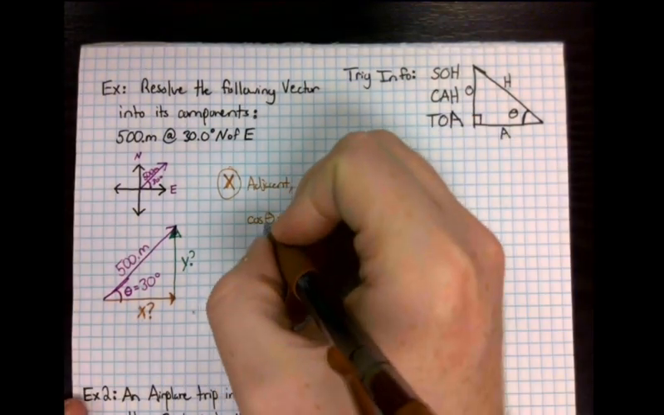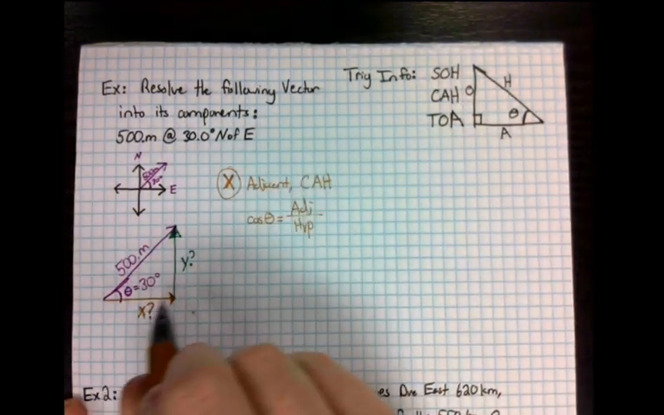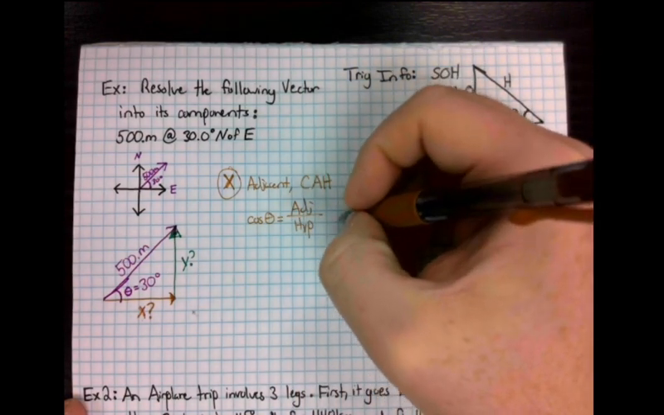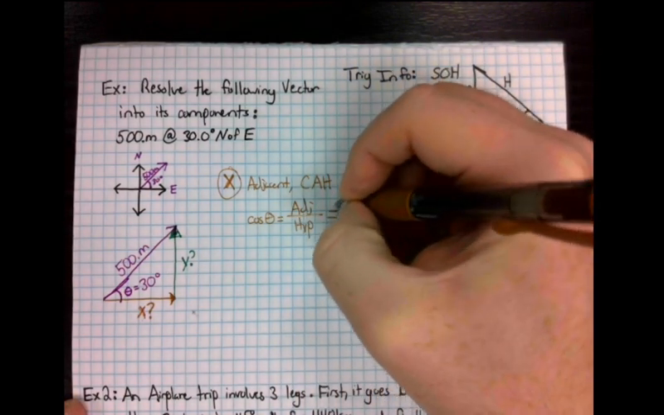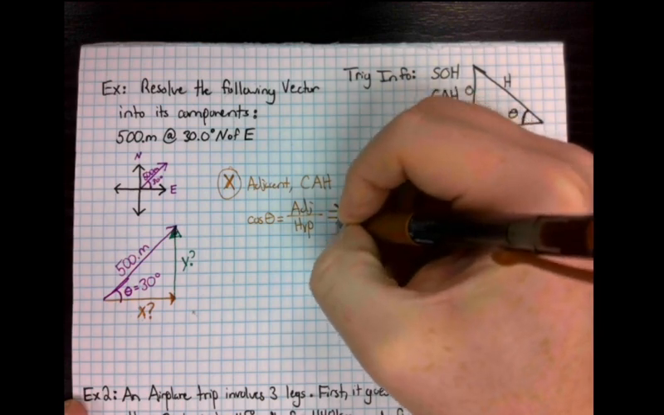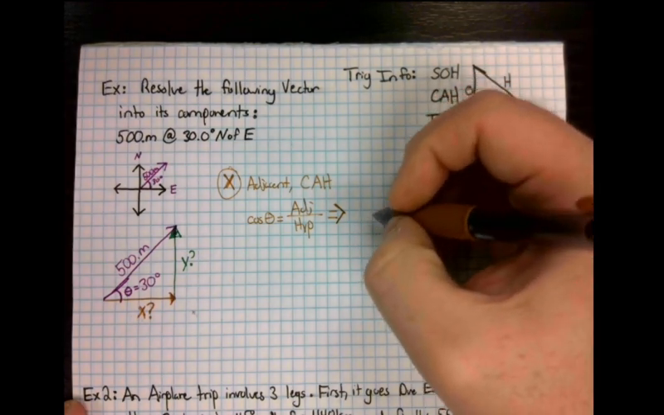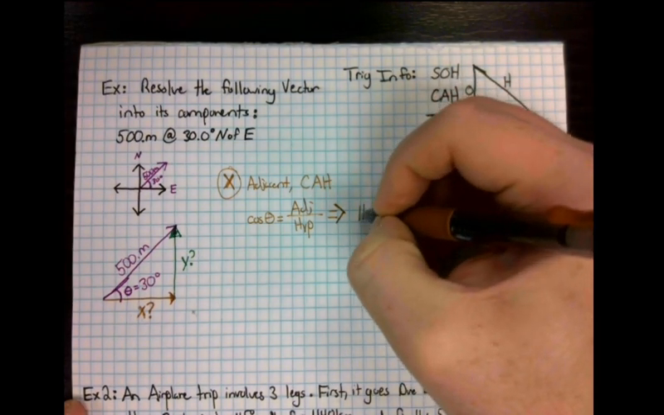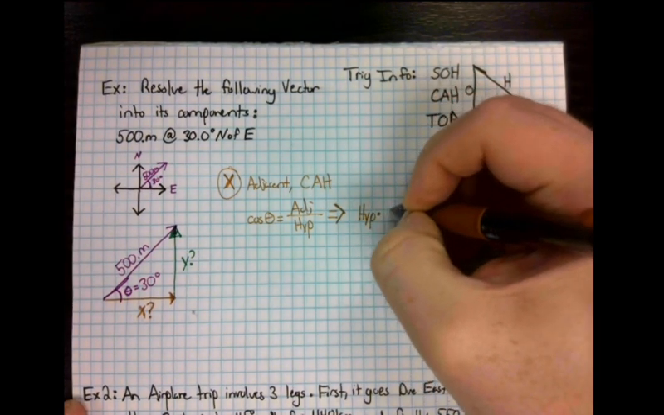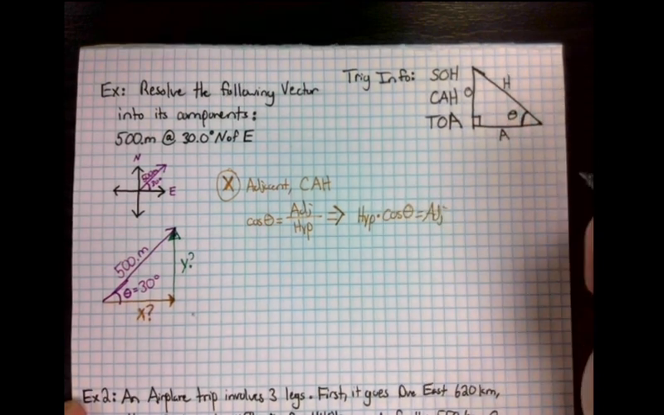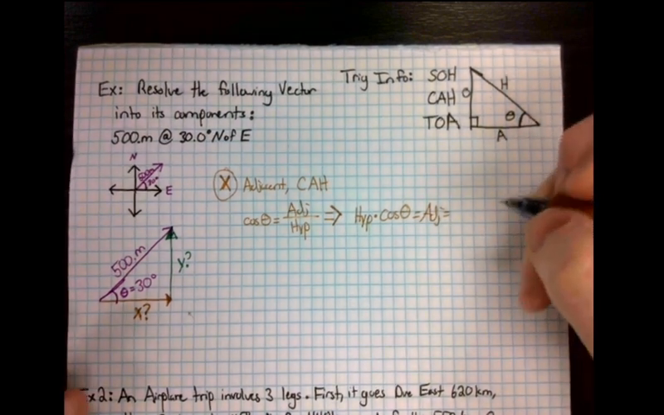So our theta in this case is 30. Our hypotenuse is 500. We're looking for our adjacent. We're going to rearrange this. We will get hypotenuse times cosine theta equals adjacent. And then we just plug in our information.